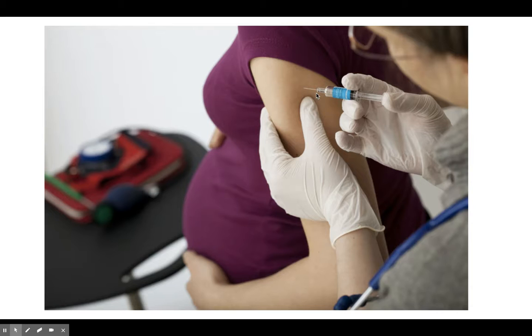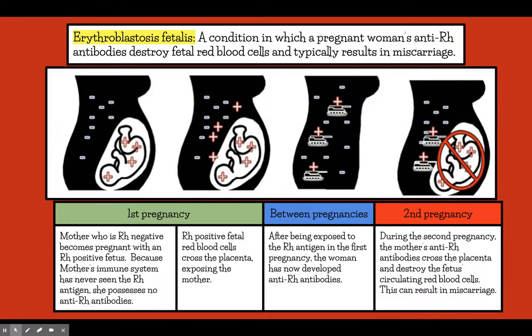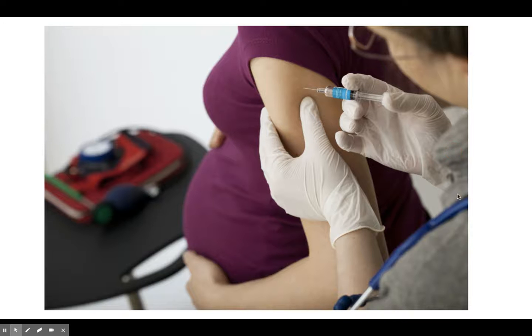This protects future babies, so future pregnancies, from that condition we were seeing in the graphic. This is like an extreme case. It's called erythroblastosis fetalis, so red blood cells exploding, baby dies. This is what we're preventing through RhoGAM.